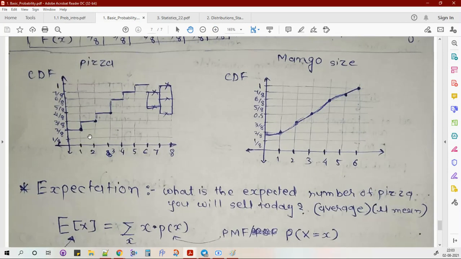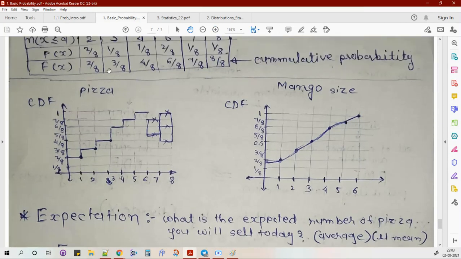At exit 2 or at exit 1, I have this value, right? 2 by 8 and 3 by 8. So how much should be the width? It's up to 1, right? Because x is less than or equal to a. So after 1, it is nothing but 3 by 8 up to 2. Now 2 to 3, I have 4 by 8, and then 6 by 8, then 7 by 8, 8 by 8, like that. And if it was the case of, you can say, mango size, not a pizza, then it would look something like this: continuous CDF, right?